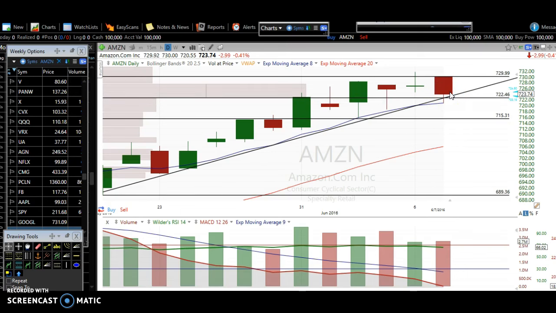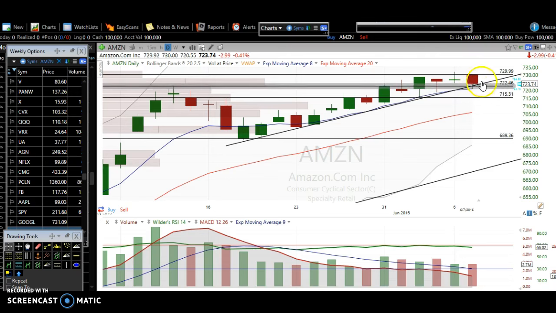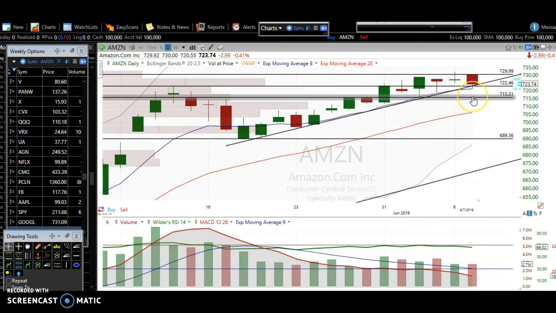So if you're looking for weakness on Amazon, look for a close below this trend line. If we break this trend line, we could see some consolidation on Amazon. The main support I'm seeing right around 715 is going to be that decent support that's next. Resistance is up here at about 730. So 730 resistance, 715 support, and then we've got this trend line that you want to keep an eye on as well.